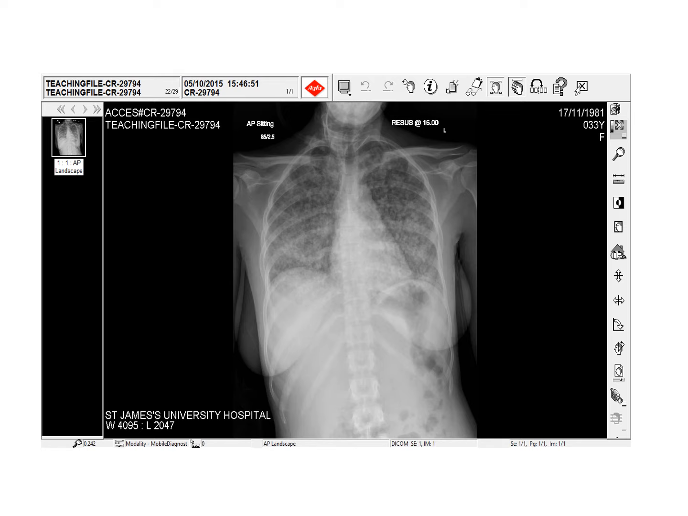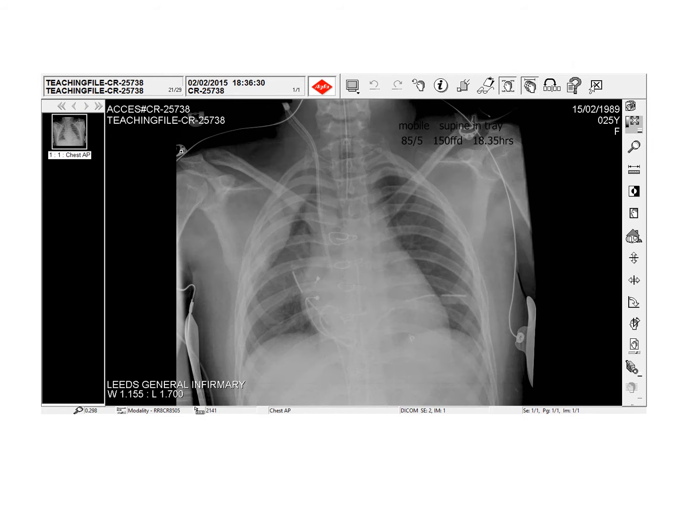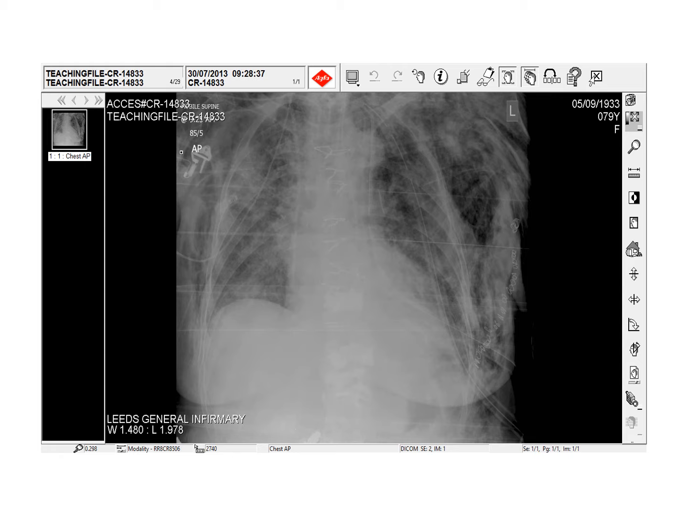This one is acute lung injury, or your ARDS picture. This is a right upper lobe collection, so that could be due to a hemothorax or empyema. This is surgical emphysema, which is on the left more than the right.